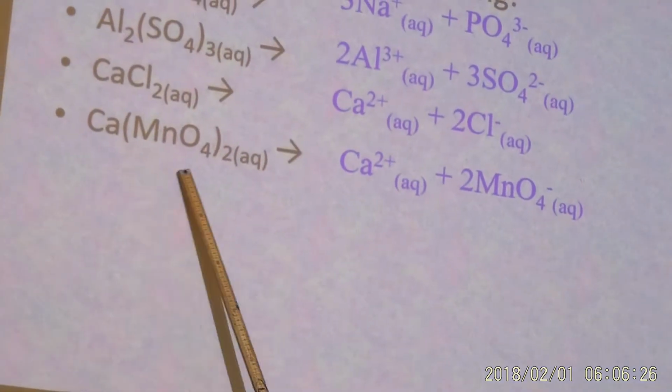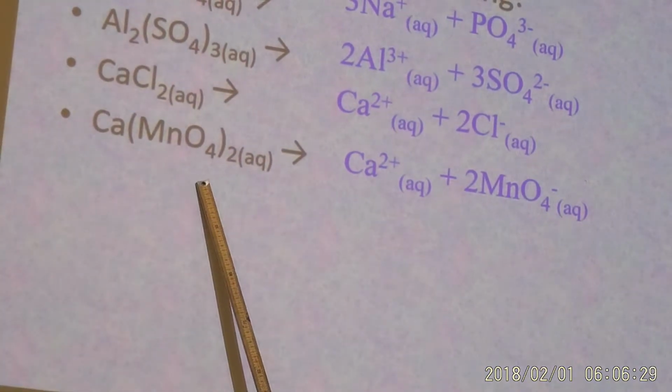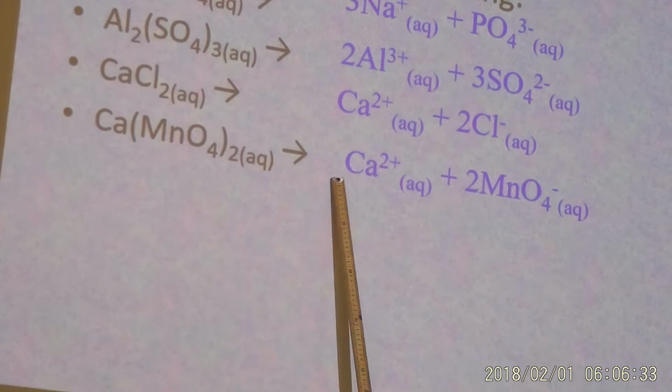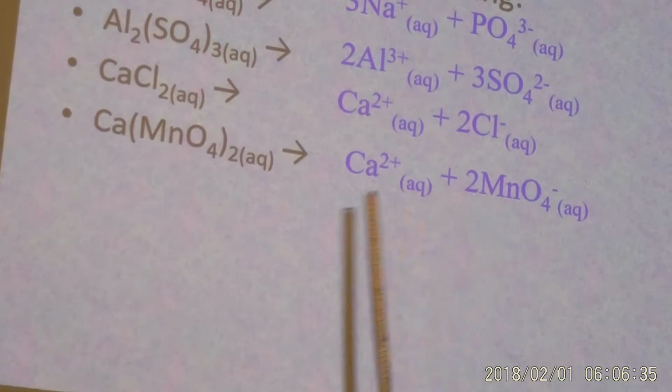Okay, so what's the name of this compound, first of all? Calcium permanganate. Very good. All right, anybody want to go over any of these answers here?